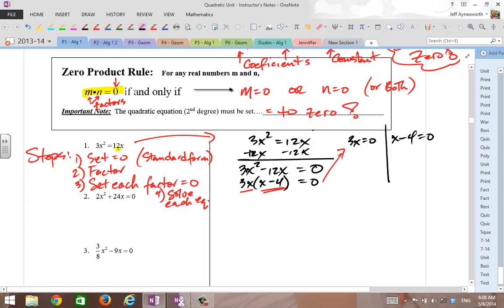A quadratic equation can have up to a maximum of 2 solutions, okay? Either 0, 1, or 2 solutions because of a second degree. The degree always tells you the number of solutions of the polynomial equation.